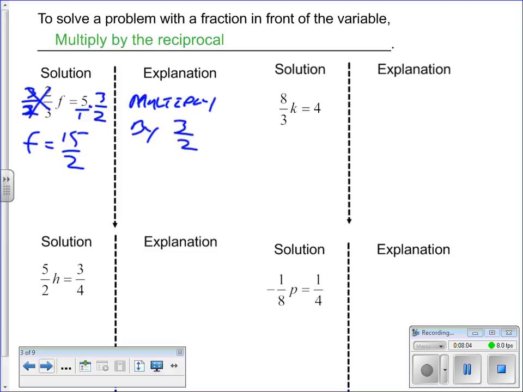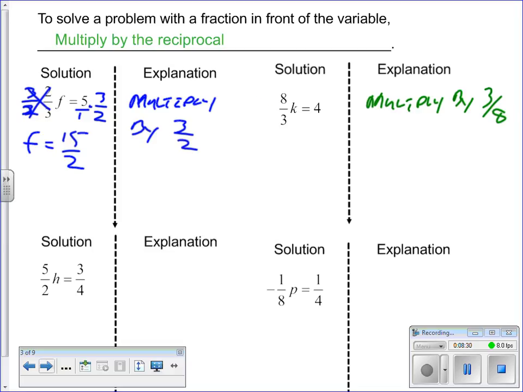Okay. So, what am I going to multiply this one by? 3/8. Multiply by 3/8. I'm not going to make you write in words every single time, but I do want to ingrain some of this stuff into your head. So I'm going to make you do it occasionally, but I'm not going to make you do it every time.